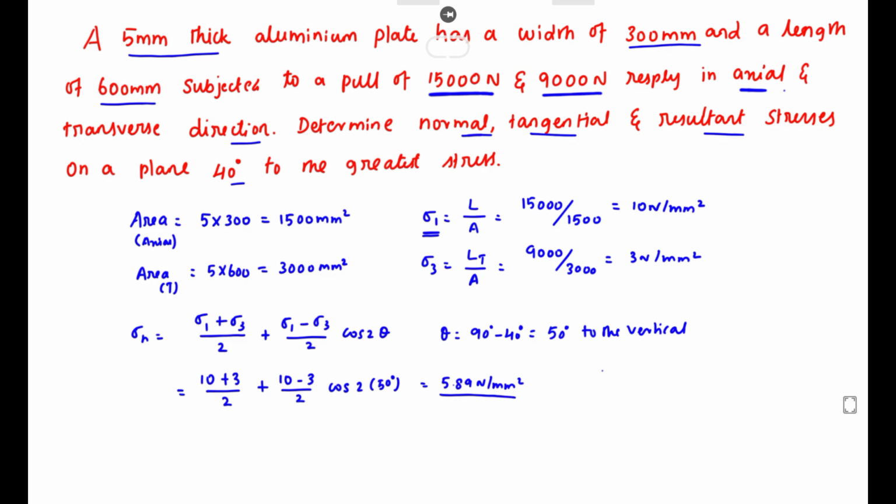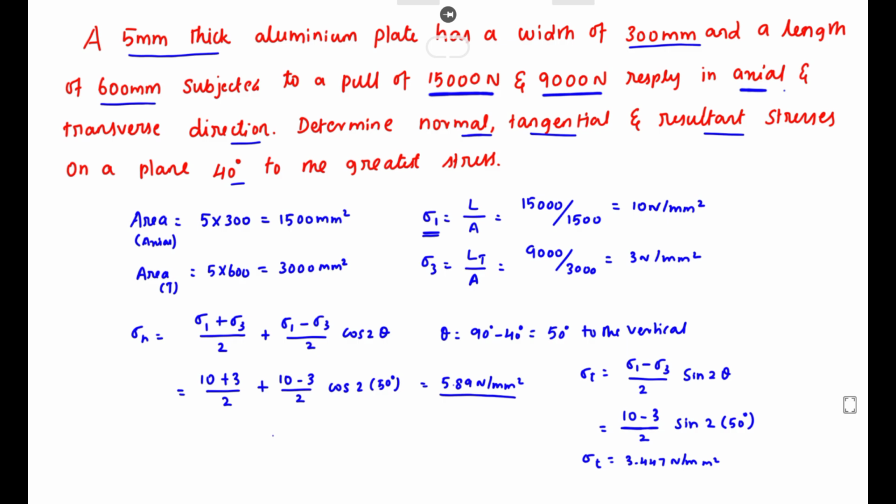Then the tangential stress, sigma t, equals, as we know from the formula, sigma 1 minus sigma 3 divided by 2 into sin 2 theta. Now we can substitute the values: 10 minus 3 divided by 2 into sin of 2 into 50 degree. Solving this we got the value of 3.447 Newton per mm square. This is the sigma t value.